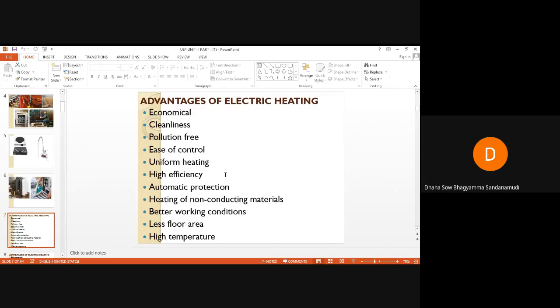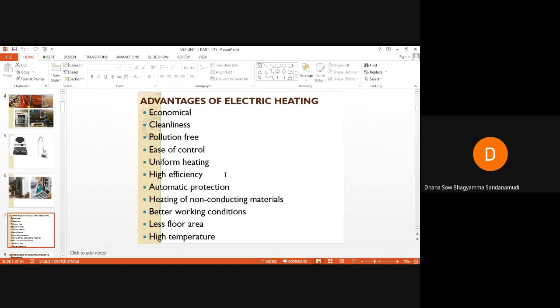Next, it has high efficiency. If we use non-electric heating, for example coal, only 40 to 60% of the heat is utilized for heating purposes. But in electric heating, 75 to 100% of the heat can be successfully utilized. So the overall efficiency of electric heating is very high.